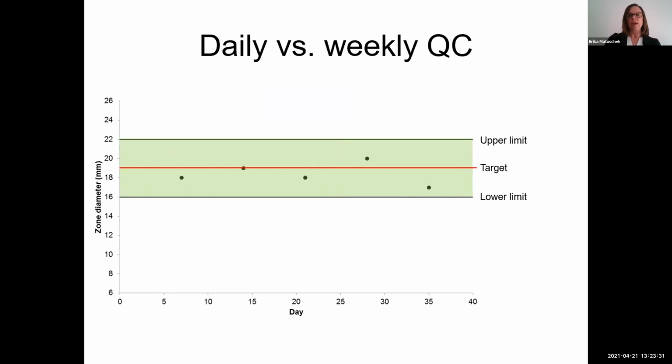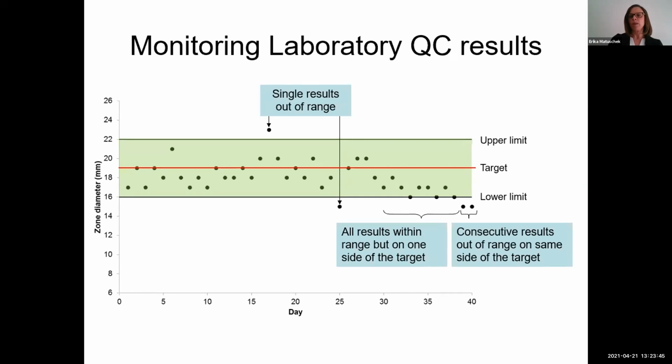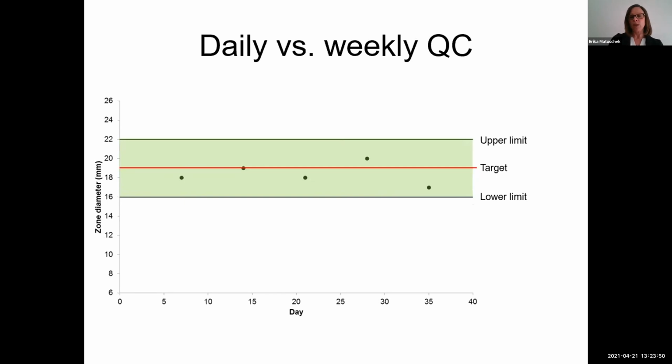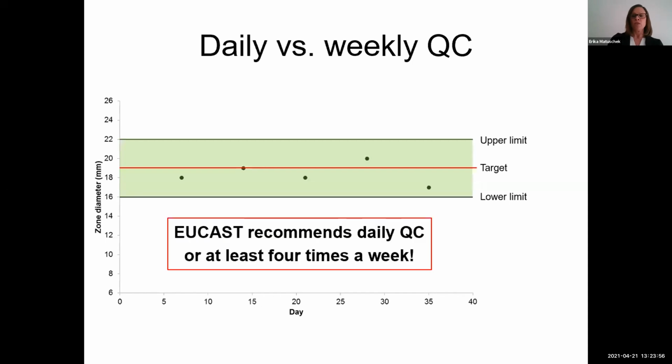Here's an example where I have just kept the readings at day 7, 14, 21, 28, and 35. So once a week QC. And then you can see that everything looks pretty nice, but we know that we had results out of range. And also when we test only once a week, it's quite difficult to pick up this trend when we are getting decreasing zone sizes. So this is the reason why EUCAST recommends daily QC or at least 4 times a week. It's because that's the way you can detect problems before and avoid reporting erroneous results for clinical isolates.